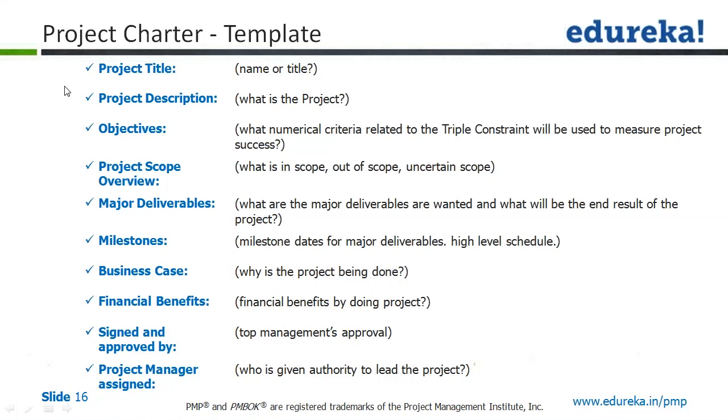The third thing a project charter must contain is a project scope overview. That means what is there in the scope, and also very clearly defining what is not in the scope and what would be little uncertainties in the scope. The fourth item is the major deliverables. We must know what is going to be my major output, what is going to be my major deliverable, and at what time. And we must also know what the major milestones are.